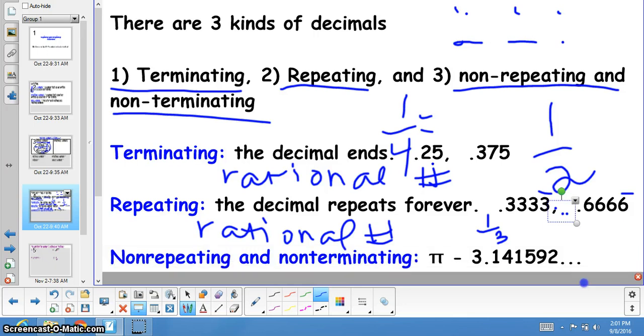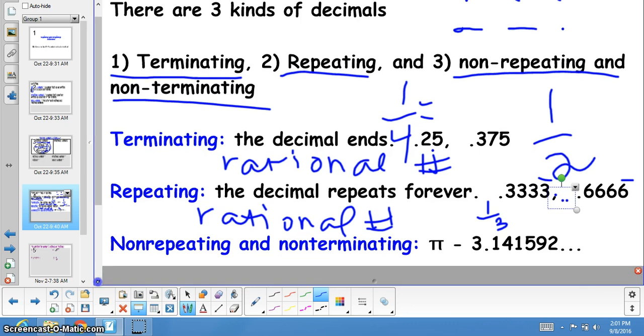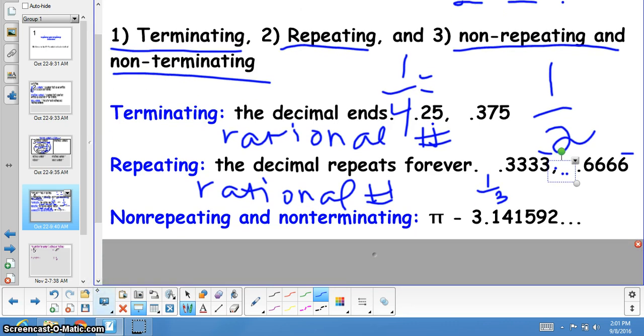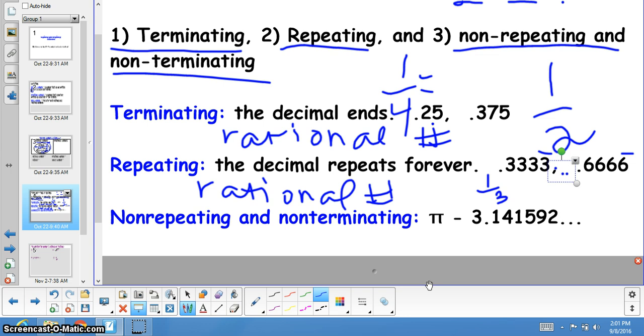Lastly, non-repeating or non-terminating means it doesn't repeat, there's no pattern, and it doesn't stop. It continues to go on forever and ever. And because it has this ... and there's no pattern, you don't know which number is next. This type of decimal is irrational numbers.